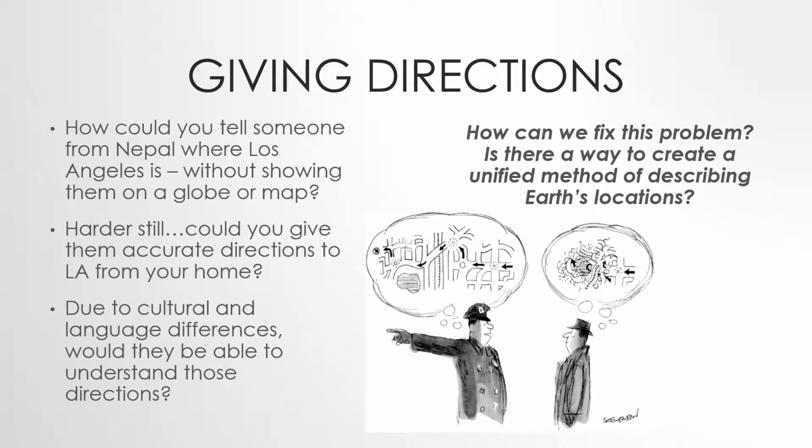We live in the greater Los Angeles area, but let's say somebody from Nepal, which is in the Himalayas, wanted to travel here. Without showing them on a globe or a map, how would they get to Los Angeles? How would you tell them to get here? And due to cultural and language differences, would they be able to even understand your directions? How can you fix the problem of making sure everyone can travel without having direction problems, language problems? Is there even a way to make that happen?